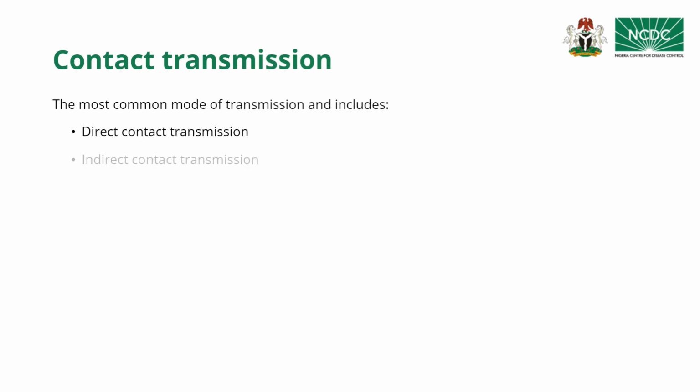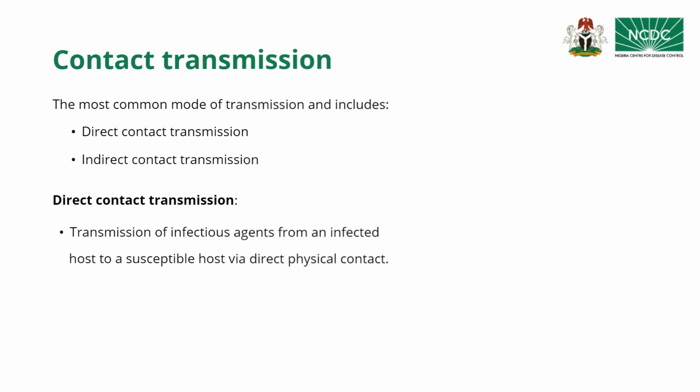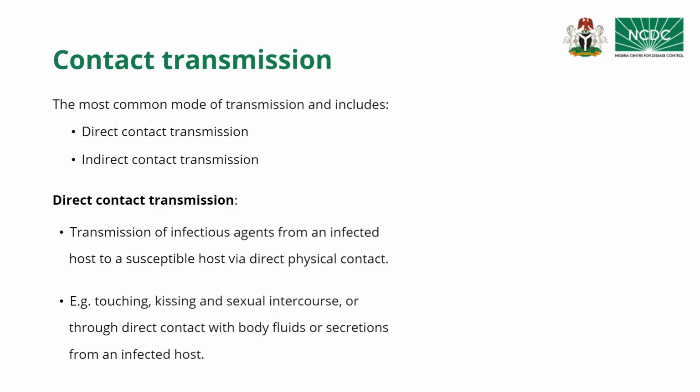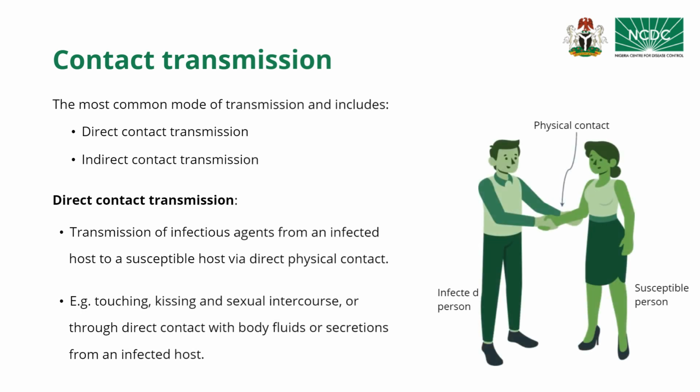Contact transmission is the most common mode of transmission. It includes direct contact transmission and indirect contact transmission. Direct contact transmission occurs when an infectious agent is transmitted from an infected host to a susceptible host via direct physical contact. This could be through actions such as touching, kissing, and sexual intercourse, or through direct contact with body fluids or secretions from an infected host.